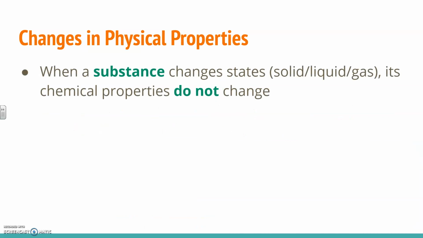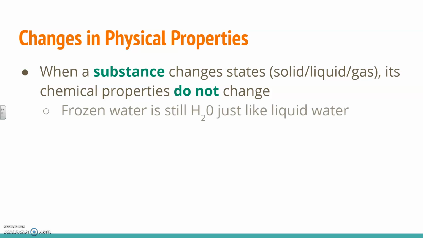So when a substance changes states, its chemical properties do not change. So think of matter, iron. In a solid, it has rusting capabilities. But when it's melted, it still has those same chemical properties. It can still rust.